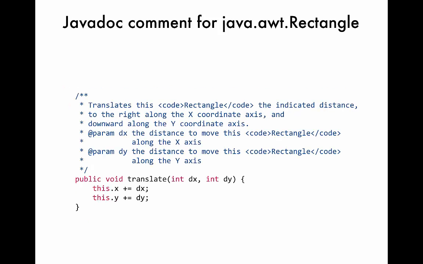When documenting a method, those tags become even more important. The @param tag must be in there for parameters, and the @return tag must be in there if something is going to be returned.